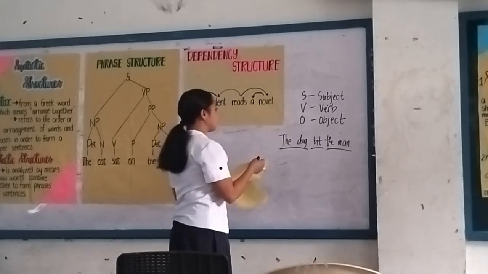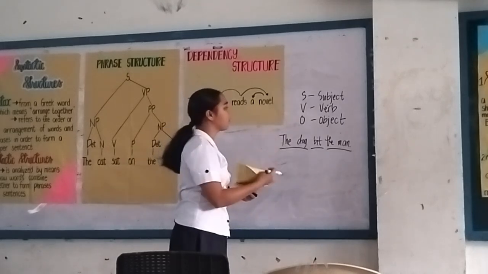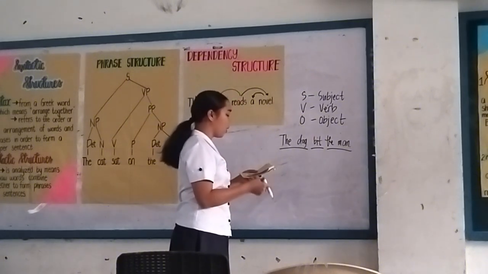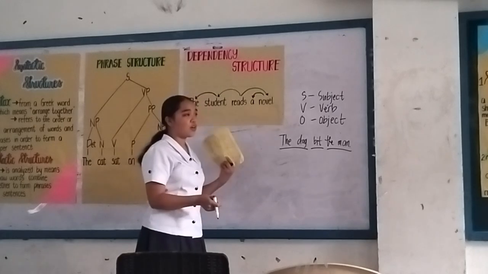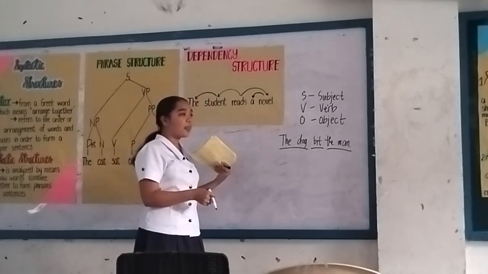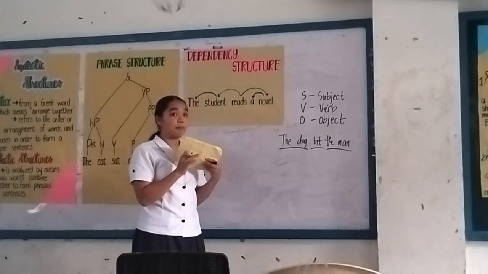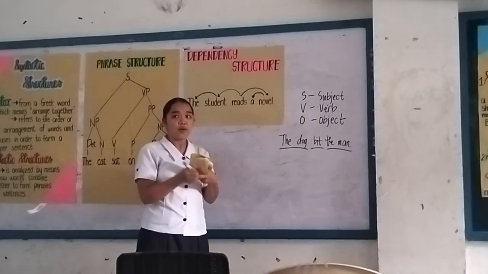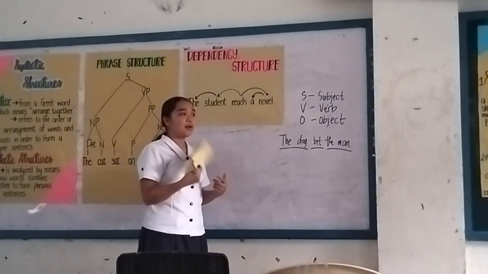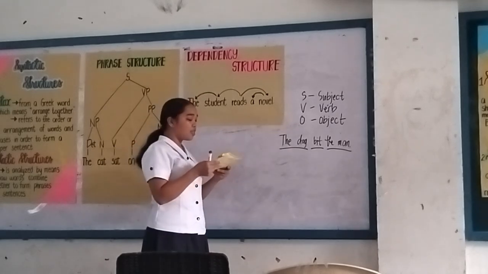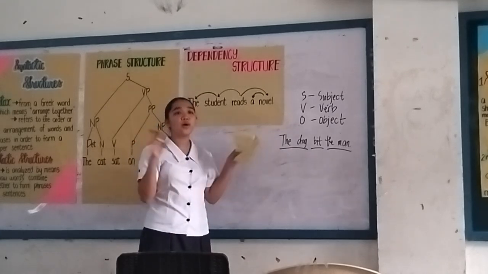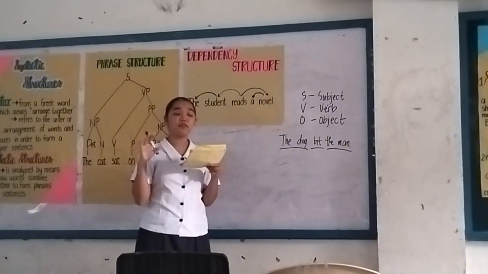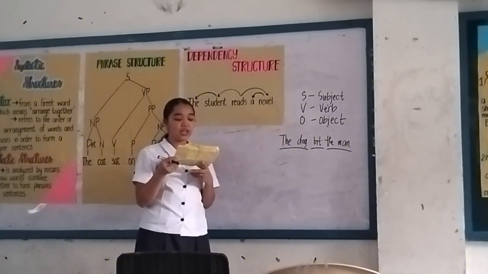So in syntax, there are types of rules. The first rule is following the word order, which is SVO, and then agreement. When we say agreement, the subject and the verb must agree. For example, if the subject is singular, the verb is singular; if the verb is plural, the subject is plural. And then phrases. The most basic sentence can consist of a noun phrase and a verb phrase. And then subordination and coordination.